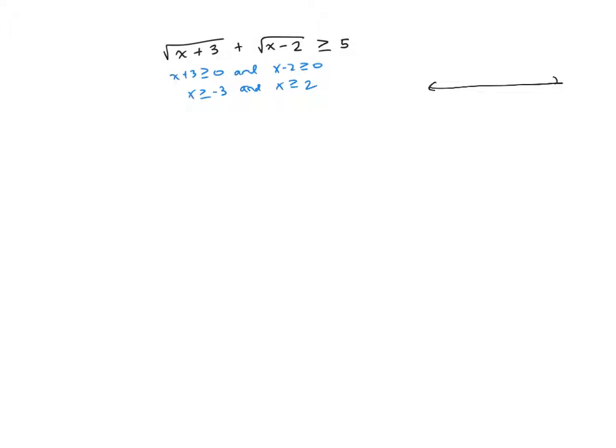Now, I'm going to put negative 3 on there. We know x has to be greater than or equal to -3, so the stuff that's less than doesn't work. And I'm going to put 2 on there. And we know that x has to be greater than or equal to 2, so I know the stuff that's less than that also doesn't work. Remember, the numbers that are between -3 and 2 would give you a real number in one radical, but not in the other, so it's still imaginary, and you can't compare that to the number 5.